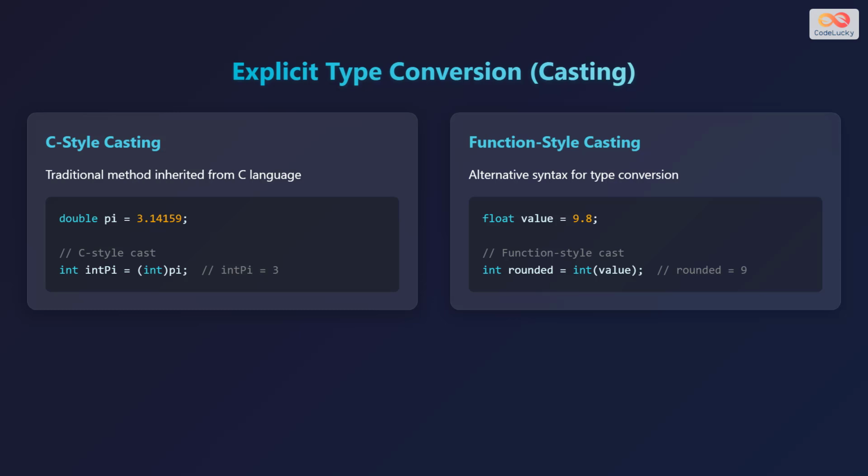We have a double variable pi initialized to 3.14159. To convert this to an integer, we use C-style casting by placing int in parentheses before the variable pi. The result is an integer int pi equal to 3. Alternatively, we can use function-style casting, which is an alternative syntax for type conversion. In this case, we write int followed by the variable to be converted, value, in parentheses. The result is the integer rounded equal to 9.